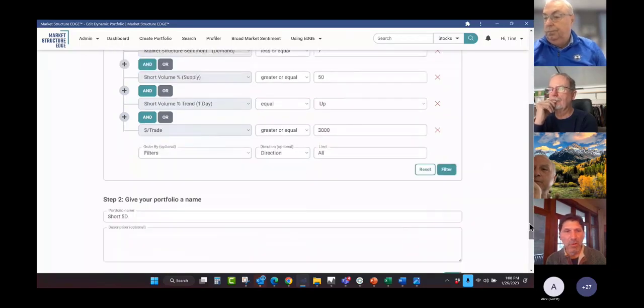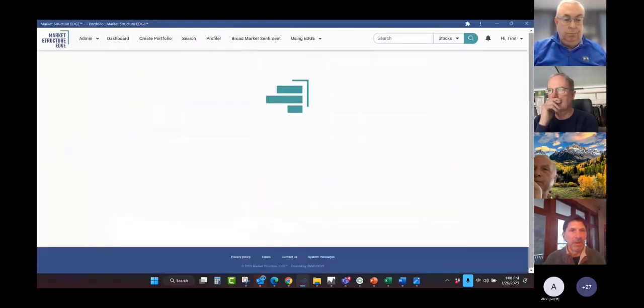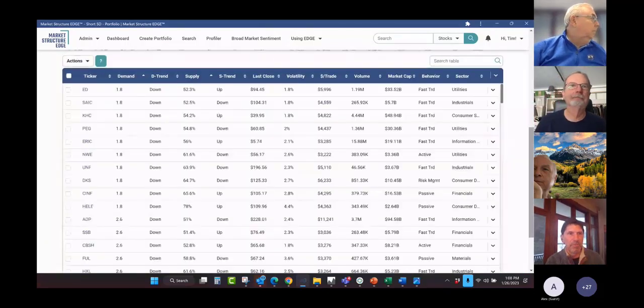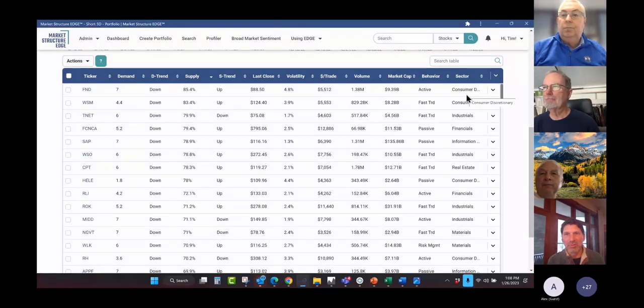Well, going back to the portfolio, sometimes that works, sometimes it doesn't. You could sort them, right? You could sort by supply. Say, give me the worst. So FND is 7 and 85% short. It's a consumer discretionary stock. I'm not saying that it's going to go down, but hedge funds are shorting that. How do I know? Because active money is leading and it's 85% short. The only behavior that can be is hedge funds. So they may be right, they may be wrong, but it's interesting. There are all kinds of things you can do with Edge, and I don't do this, but it's interesting to see.